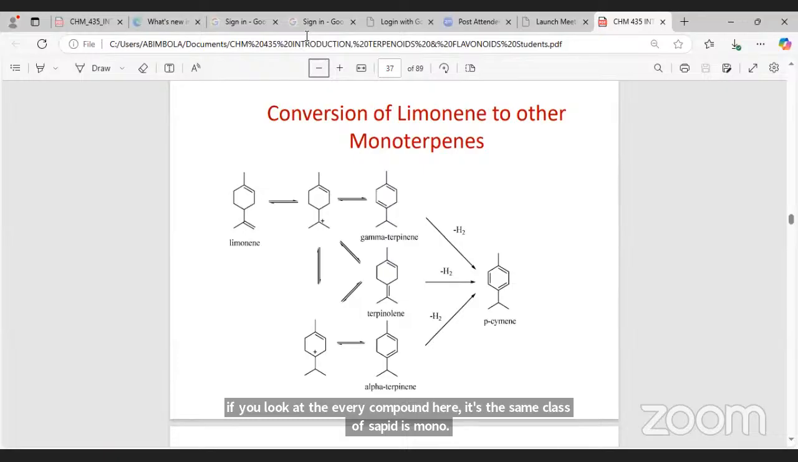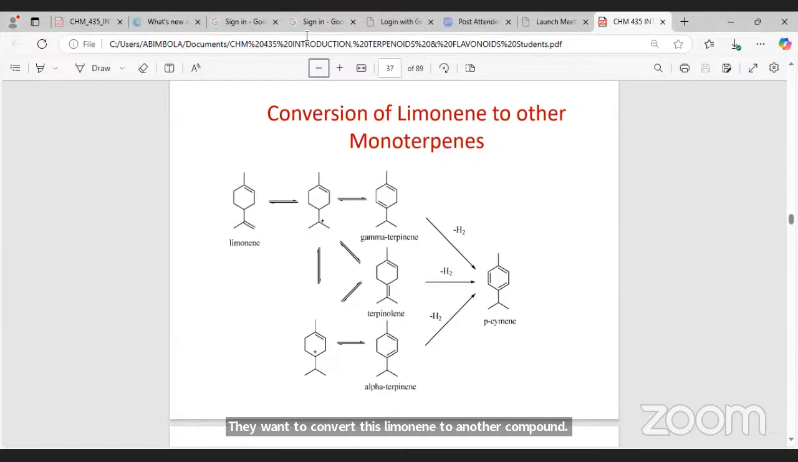And if you look at the final compound, which is p-cymene, what differs is like the hydrogenation. In the previous slide, we were talking about hydrogenating, moving from double bond to saturated. Here we are removing hydrogen, so we are increasing the unsaturation. Limonene has just one double bond. We ended up with 3 double bonds. So that's what we call conversion.